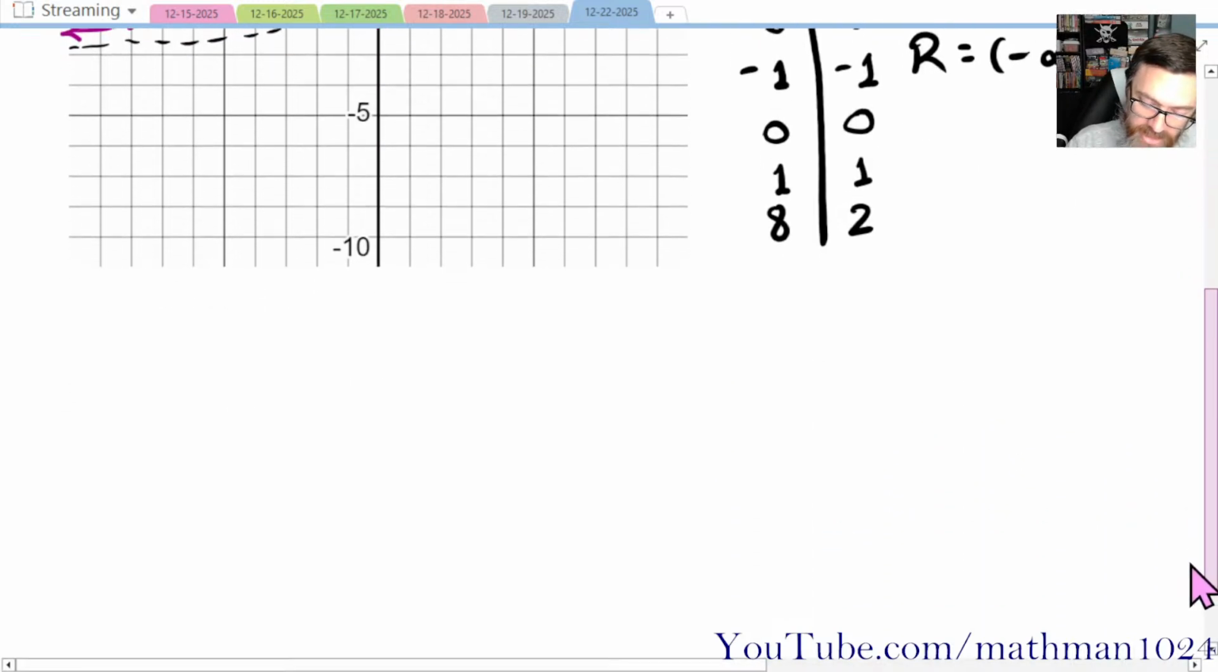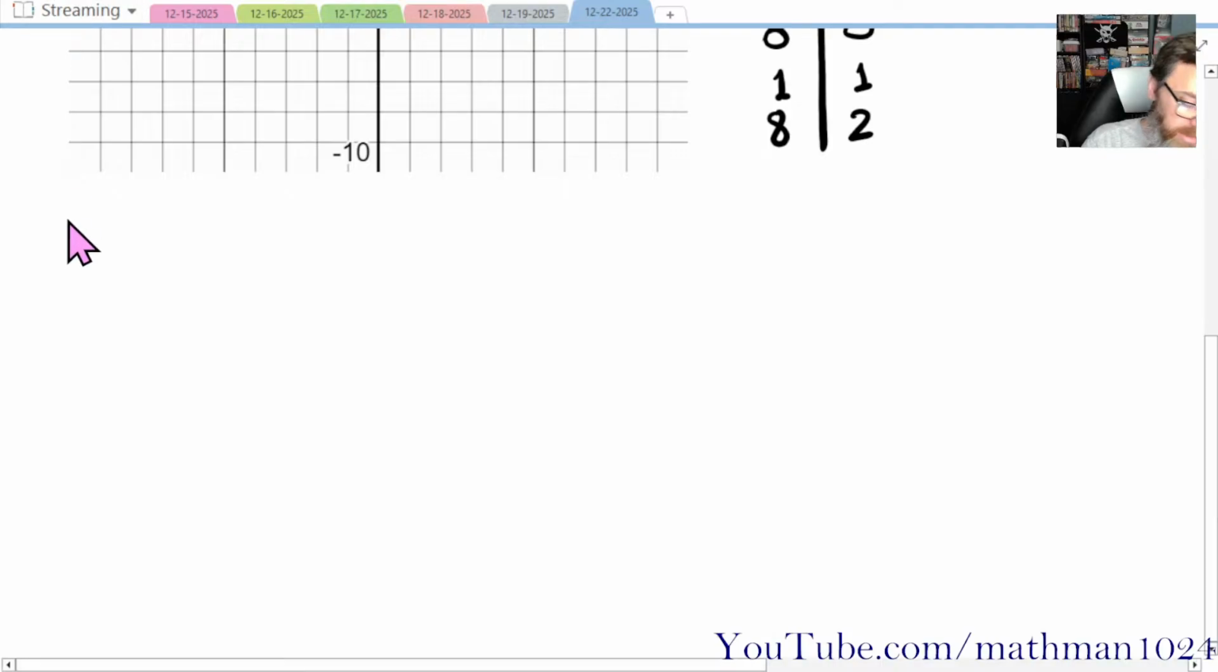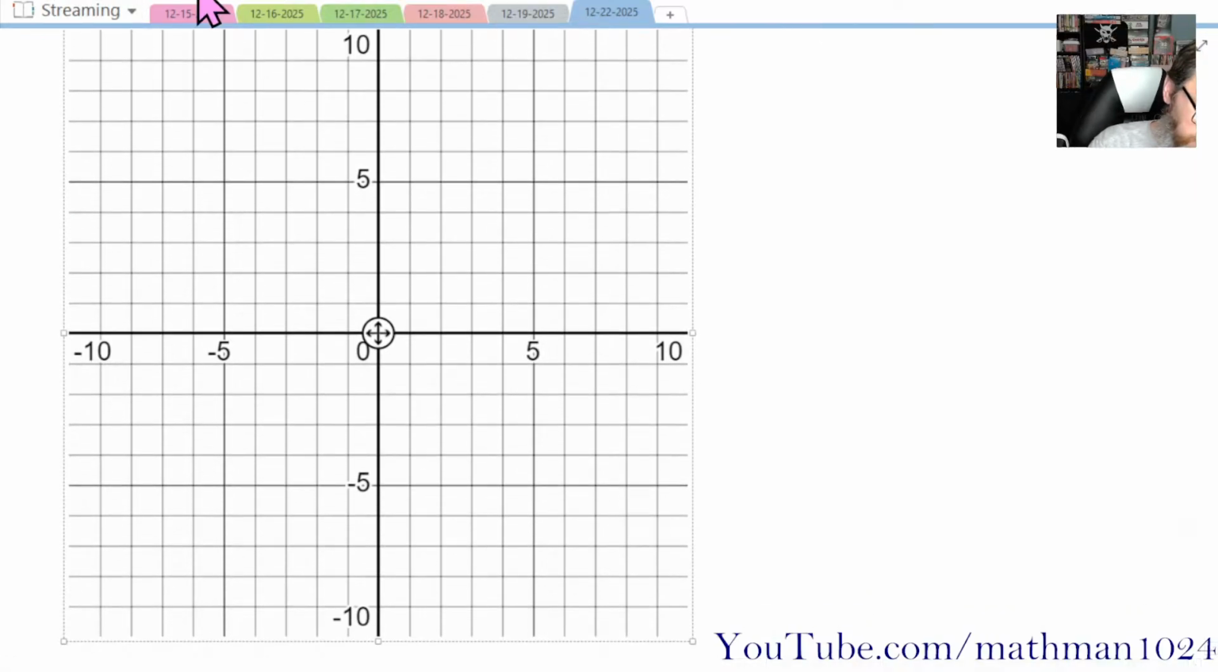Now, last but certainly not least is our square root function.